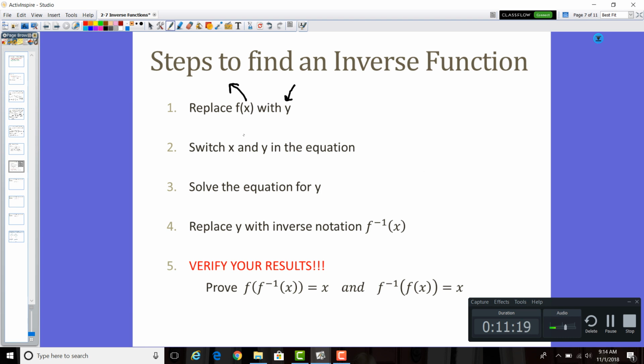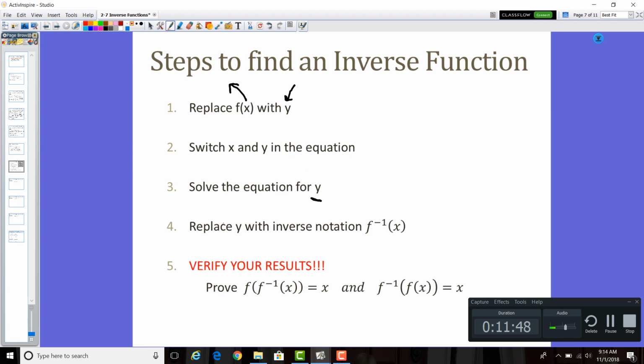Then we are going to switch places of the x variable and the y variable. We are literally going to pick up the x and the y and switch them. Nothing else changes. Nothing that's attached to the x goes with it. Nothing that's attached to the y goes with it. We are simply going to pick up the x and the y and switch them. And then we are going to solve that equation for y. And here's where the hard part comes in, because you have to remember how to rearrange equations using inverse operations so that y becomes by itself.